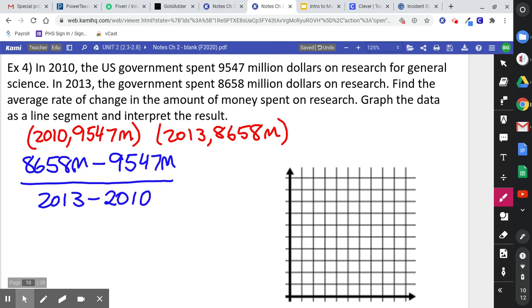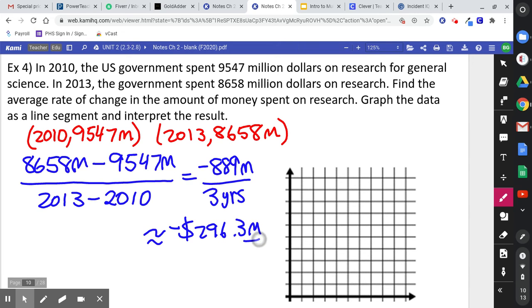8,658 minus 9,547. You're going to get negative 889 million over 3, and that's 3 years. Okay. So that may or may not be reduced, but when we're doing average rate of change, we want to know what happens per year, basically. So how many million per year? So I would take my calculator and divide negative 889 divided by 3. That's going to be about negative 296.3 million per year. That's the average rate of change.